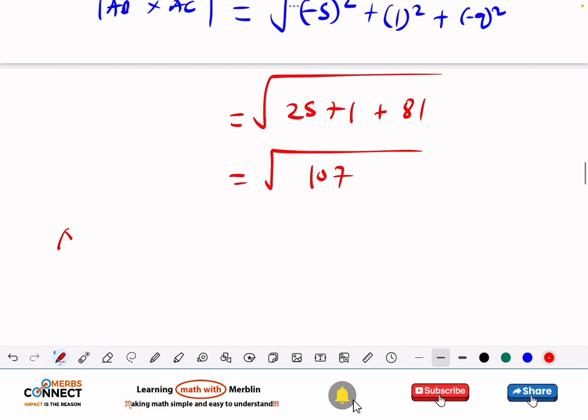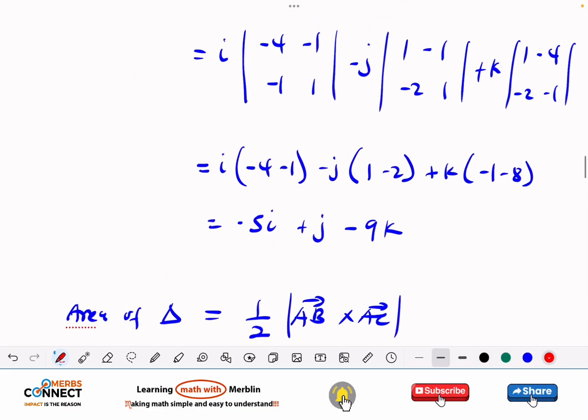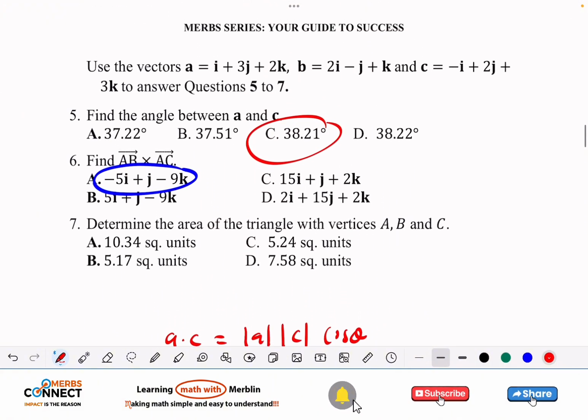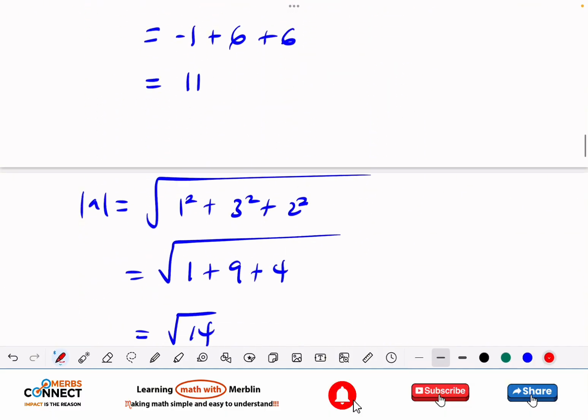So the area of the triangle is equal to 1 over 2 of the square root of 107. When you put this on a calculator, you're going to get something like 5.17 square units. So let's see what we are going to get here. 5.17 square units. So we are going to get B here.